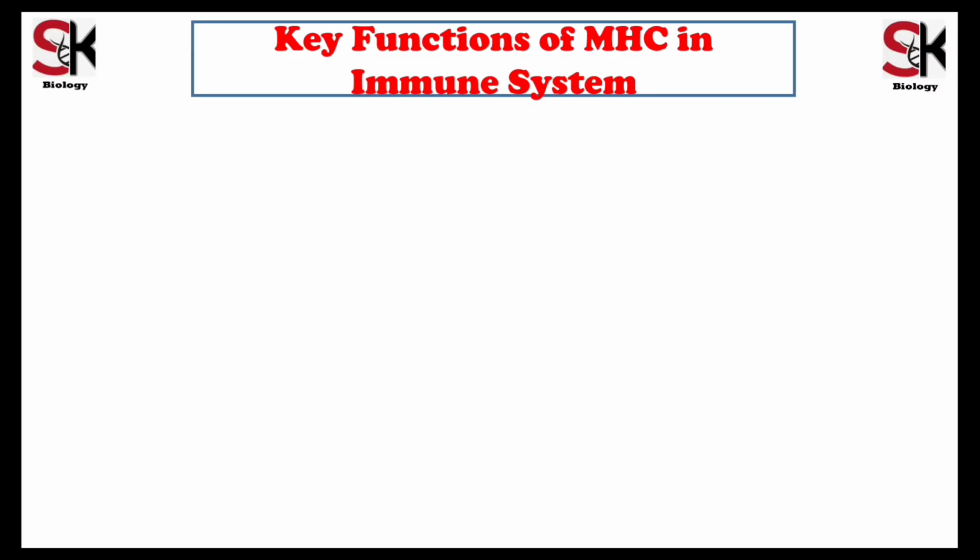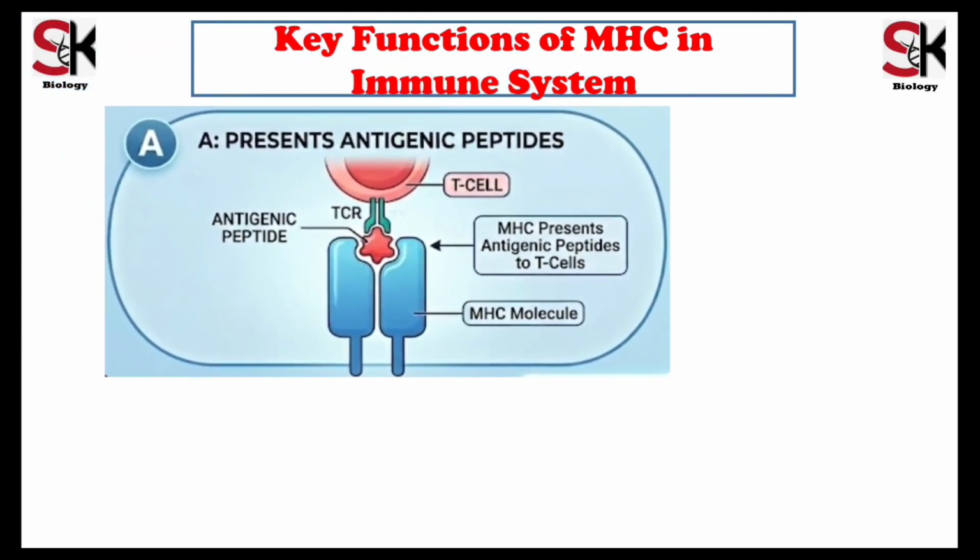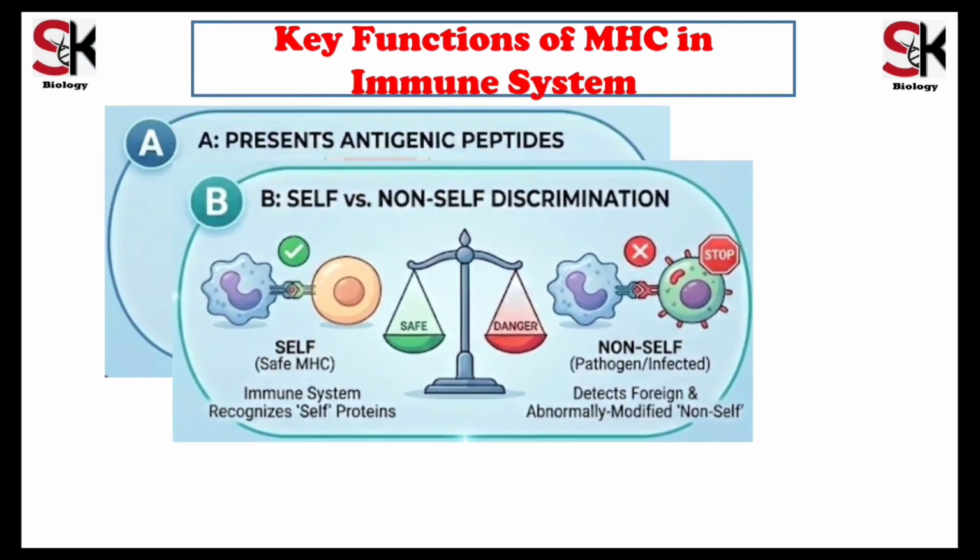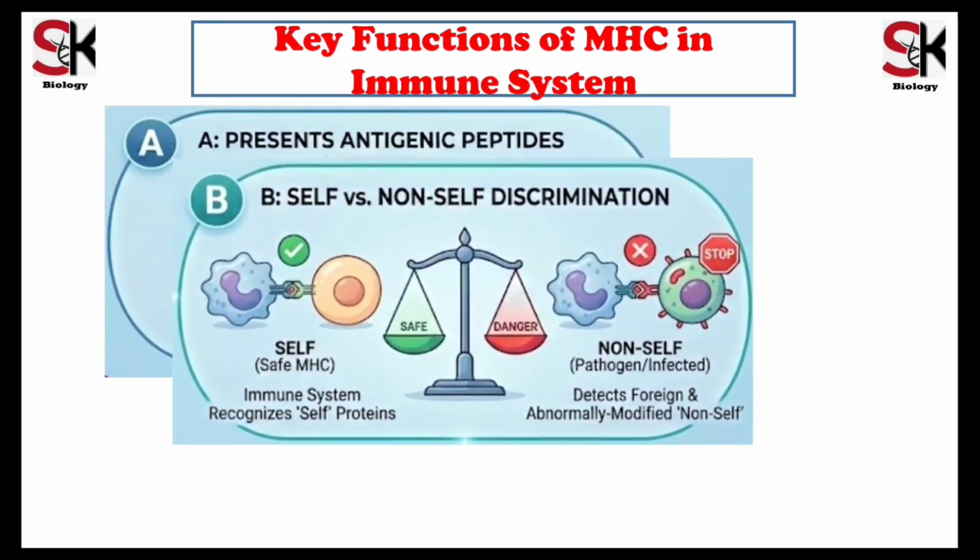Now let's summarize why MHC is so important by discussing its important functions. Function 1 is antigen presentation, which shows antigen fragments to T cells and activates the immune response. The second function is self versus non-self recognition. It helps immune cells to distinguish body cells from foreign invaders, then destroy only foreign cells.